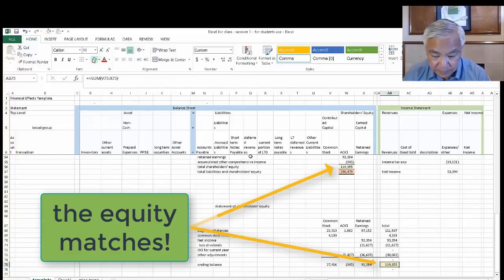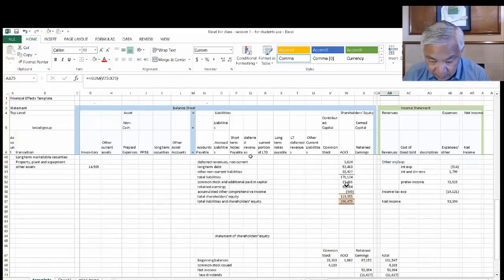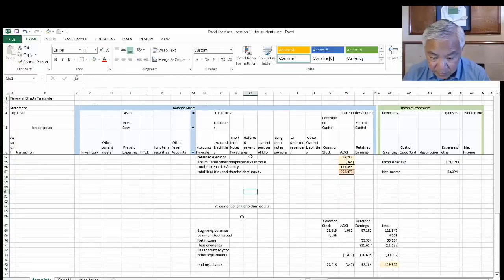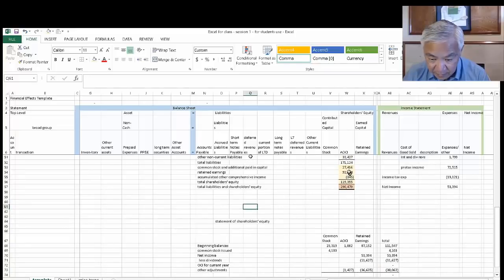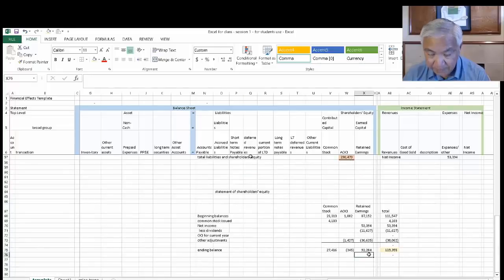Actually, use a different color. And each of the components also equals that. So 27, 345, and 92. Okay, so that's it. We've generated financial statements.